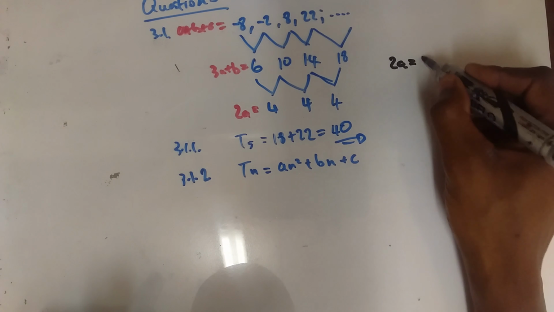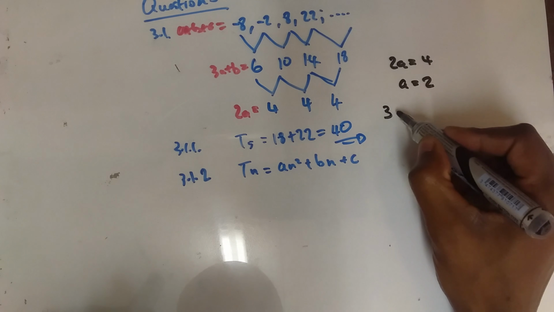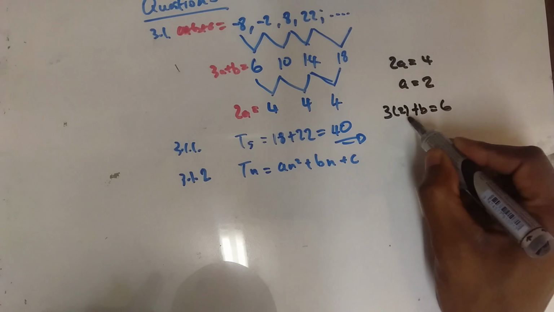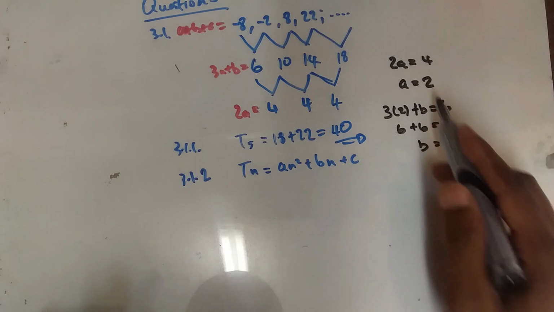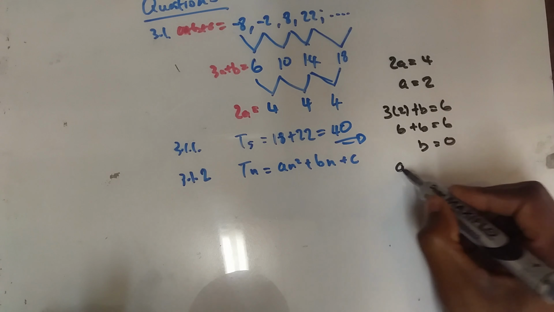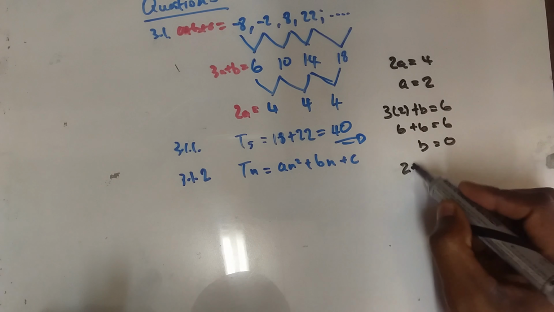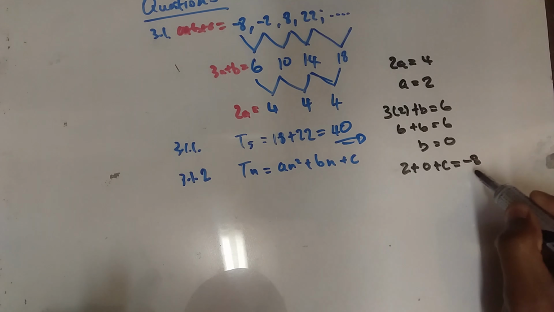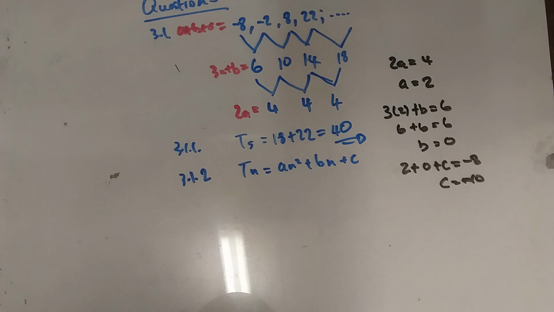2a is equal to 4, it means that a is equal to 2. Okay, so 3 times 2 plus b is equal to 6. This is 6. 6 plus b is equal to 6, which means b is equal to 0, because 6 minus 6 is 0. And then let us find c. a is just 2, b is 0, and then we don't have c, which is what we are finding, is 8. So c is negative 10.